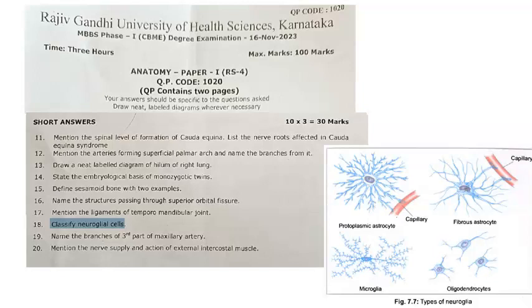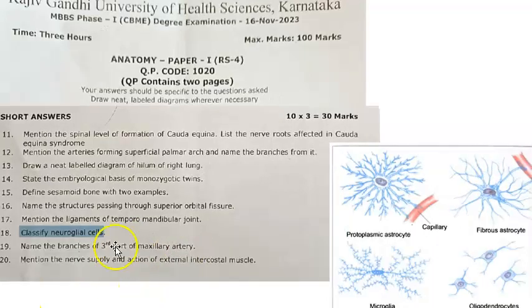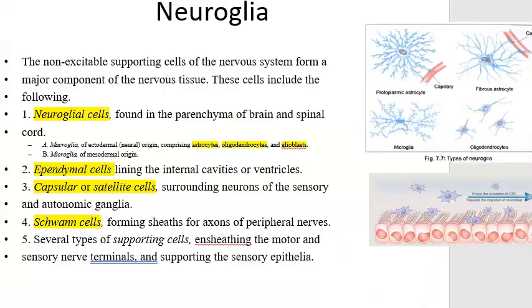Hello people, in this question they are asking to classify neuroglial cells. This was asked in 2023 for 3 marks in the anatomy final theory paper. So you can write neuroglial cells examples. If you want to classify, you can just say astrocytes, oligodendrocytes, glioblasts, and microglia.